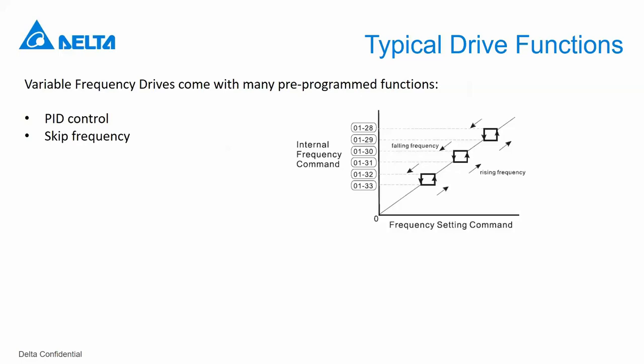And even if you are using a drive which doesn't have a minus 10 volt terminal, you can still do it with 0 to 10 volts. You just have to set the middle point. So for instance, the 0 Hertz can be 5 volts. And then if your command is below 5 volts, then it can run reverse. If it's above 5 volts, then it can run forward.